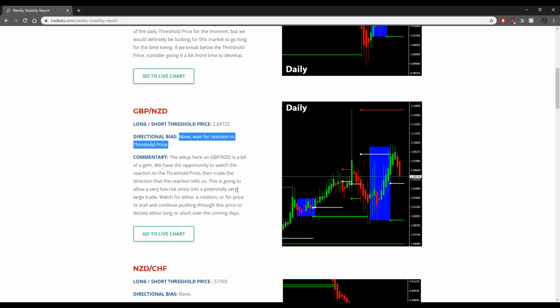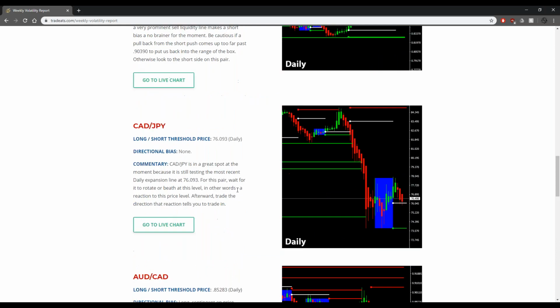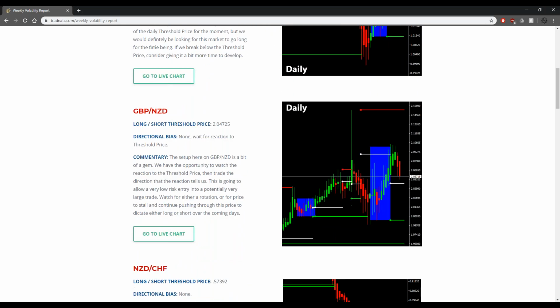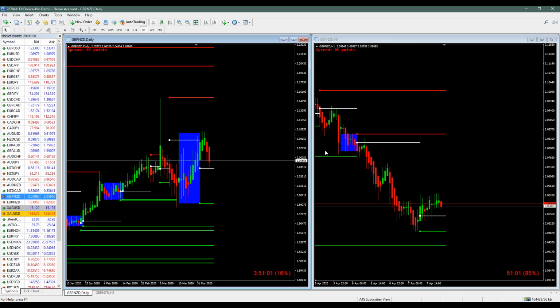We had a similar setup to this last week on CAD yen, where it broke out of the box, came down and started testing the expansion line. And that's really ideal when you have an opportunity to get in real close to the expansion line after it's already, for lack of a better term, matured and broken out of the box. So you're still within that range, and the best trading is still ahead of you when you see something like that. So let's jump back over to the chart.